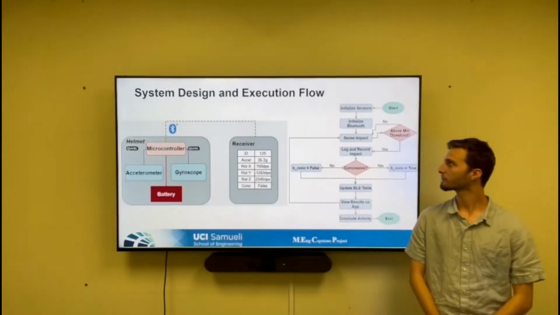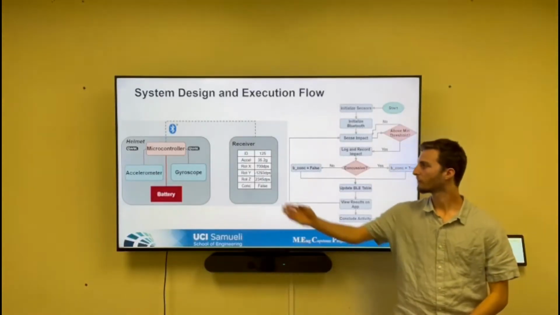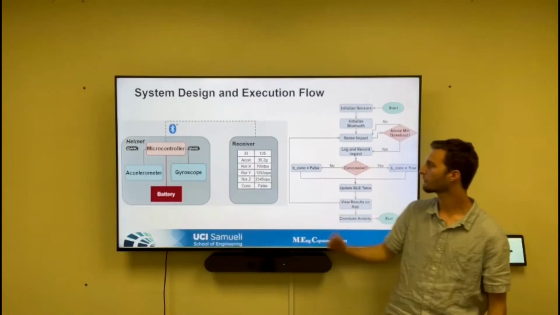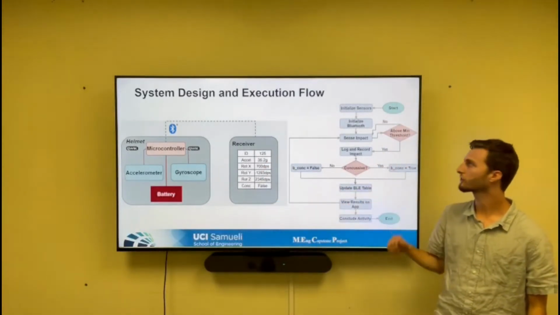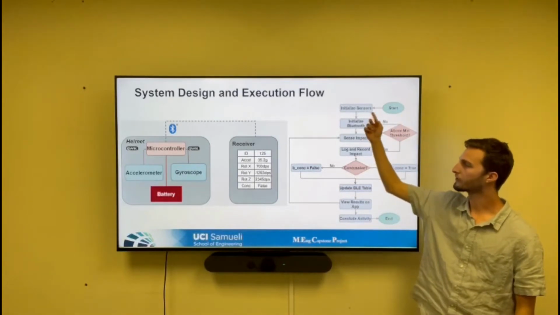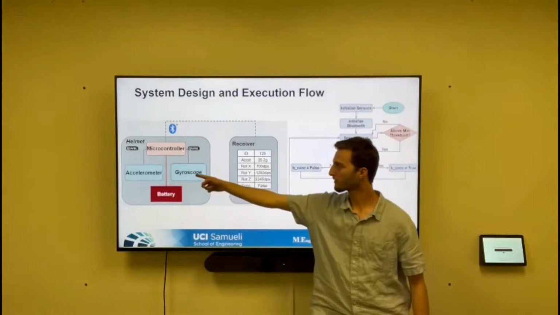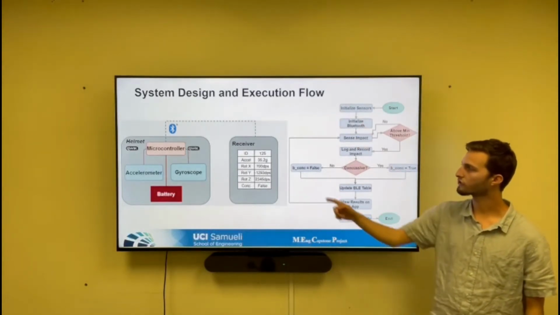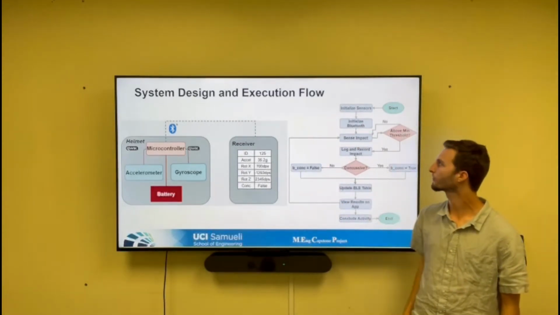Here we have the system design and the execution flow. On this side we have the helmet, and on this side we have the receiver with the Bluetooth table. Here is the flow chart of the execution. First we initialize the sensors. That'll be the accelerometer and the gyroscope here on the helmet. After we initialize the sensors, we then initialize the Bluetooth, which is located on the microcontroller.